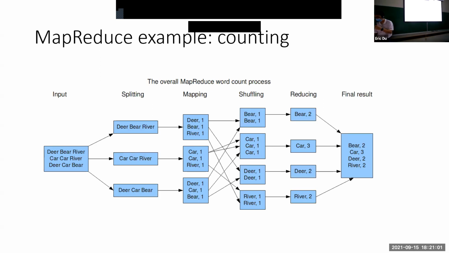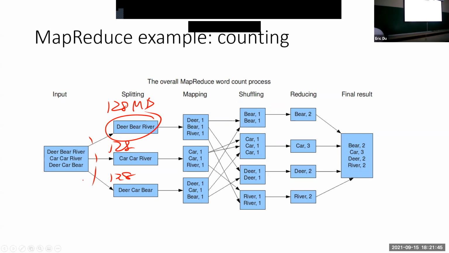So for example, we have this simple task, count. Like this is a book, okay? This is a paragraph. I want to count how many times the word deer appears in this book. How many beer, how many river, how many car appear, okay? So the first thing is you split them. So let's say those three words are already 120 megabit. So this is split, correct?